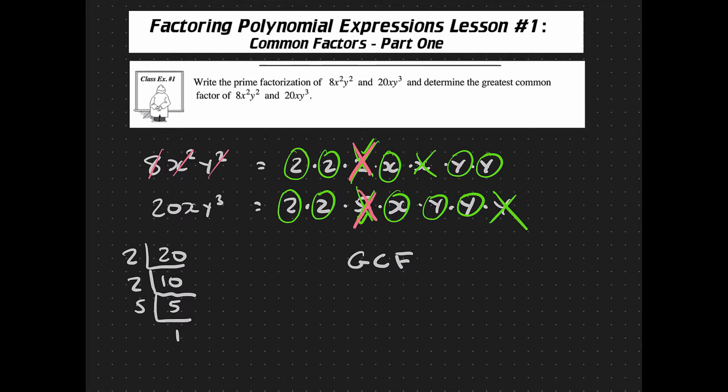Let's use a different color so it stands out a little bit better. Okay, so now what we need to do is take the greatest common factors, which is 2 times 2, which is 4. And how many x's were common? 1 x, and y squared. That is our greatest common factor between those two monomials.